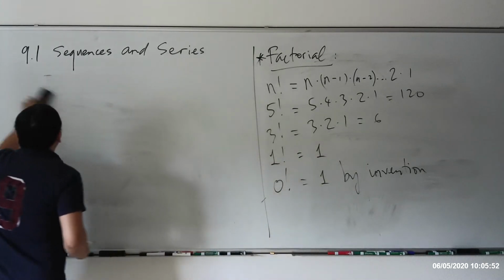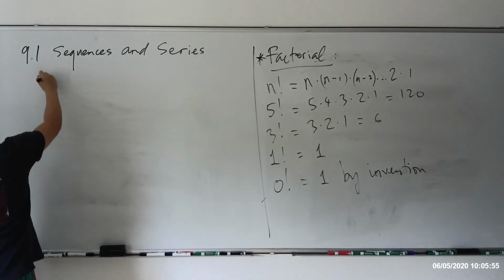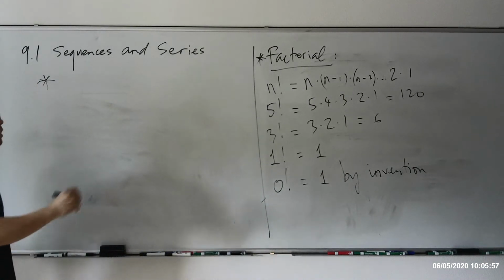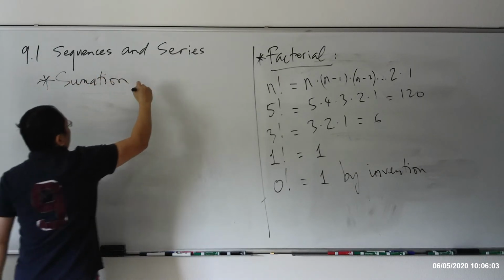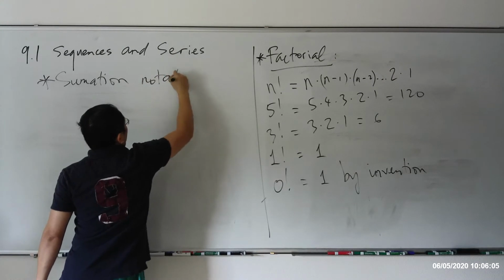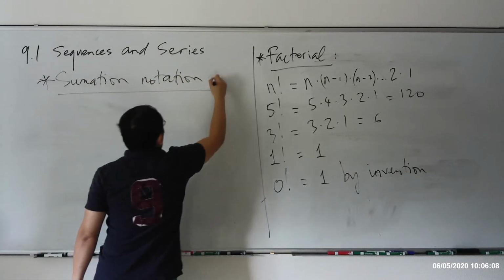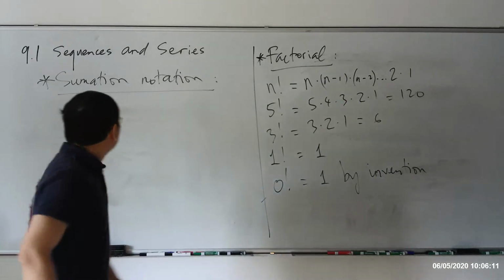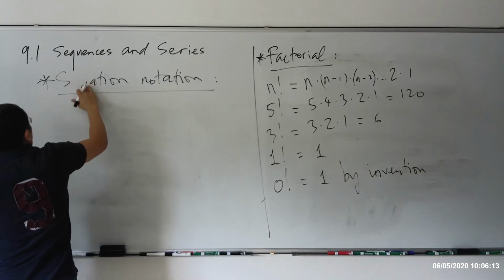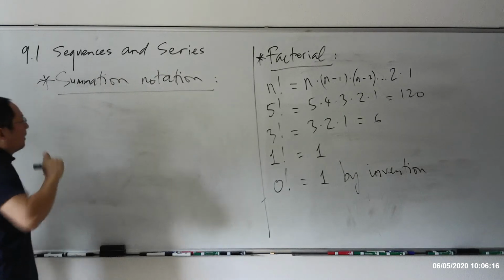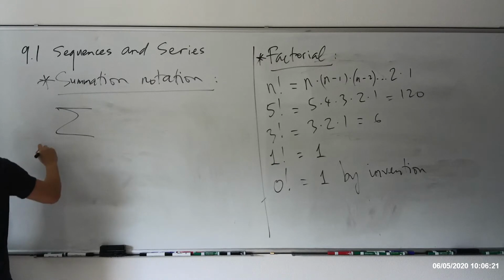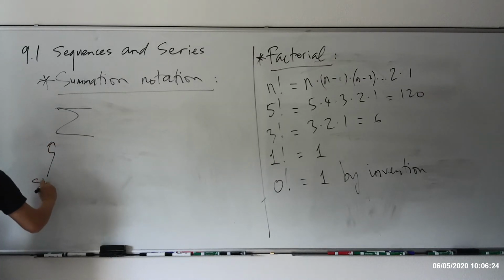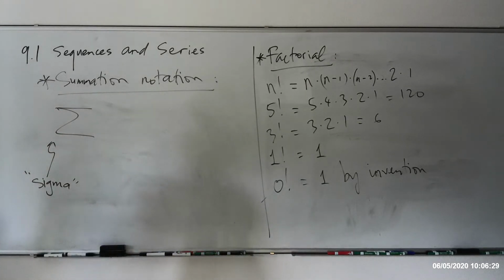The next type of notation that you are going to find very useful for your learning is the summation notation. It's denoted by sigma, this one. This is the S in the Greek alphabet, okay?